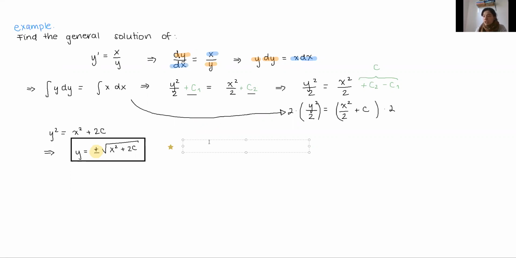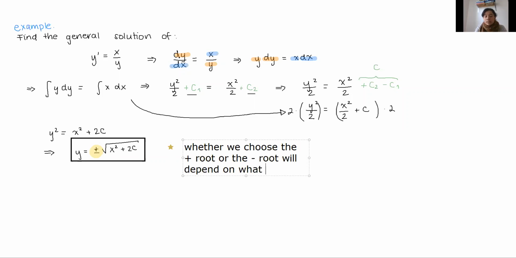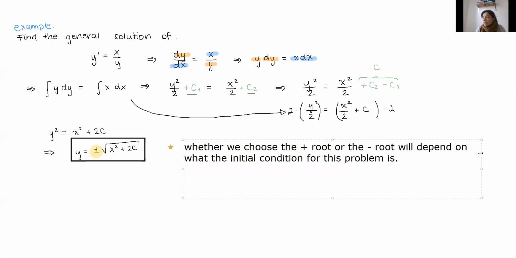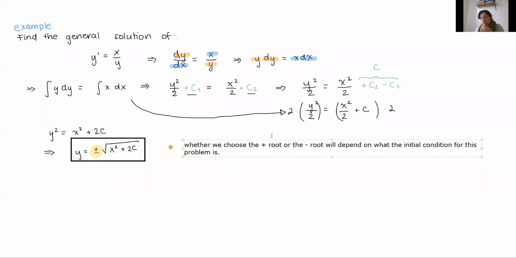So I'm just going to write this down over here. Whether we choose the positive root or the negative root will depend on what the initial condition for this problem is. Okay, so whether we have plus or minus depends on what the initial condition is. Just going to write it a little bit smaller.